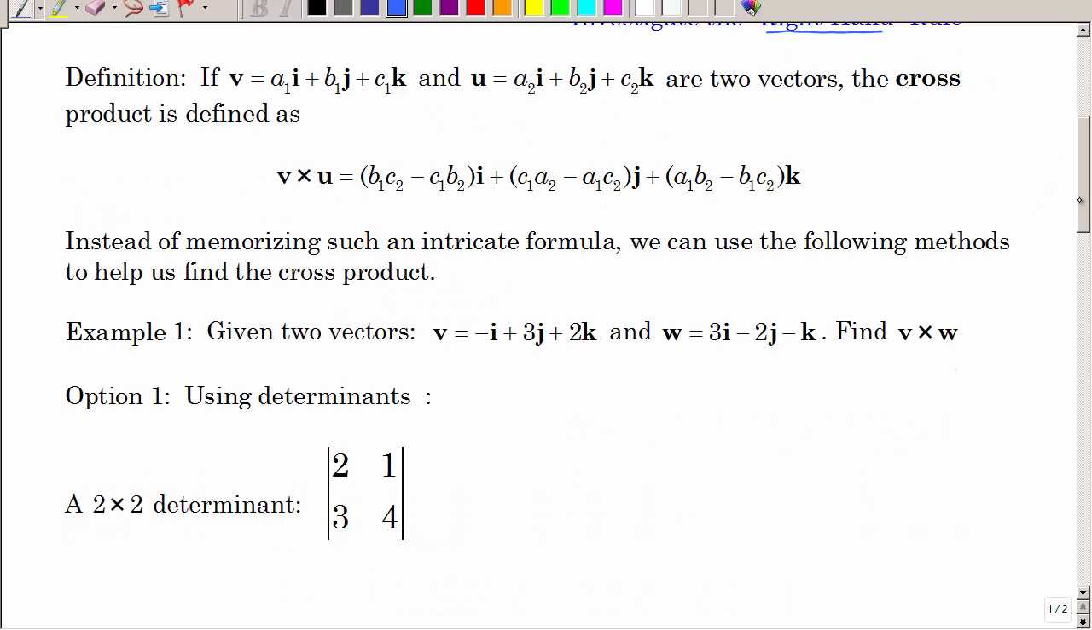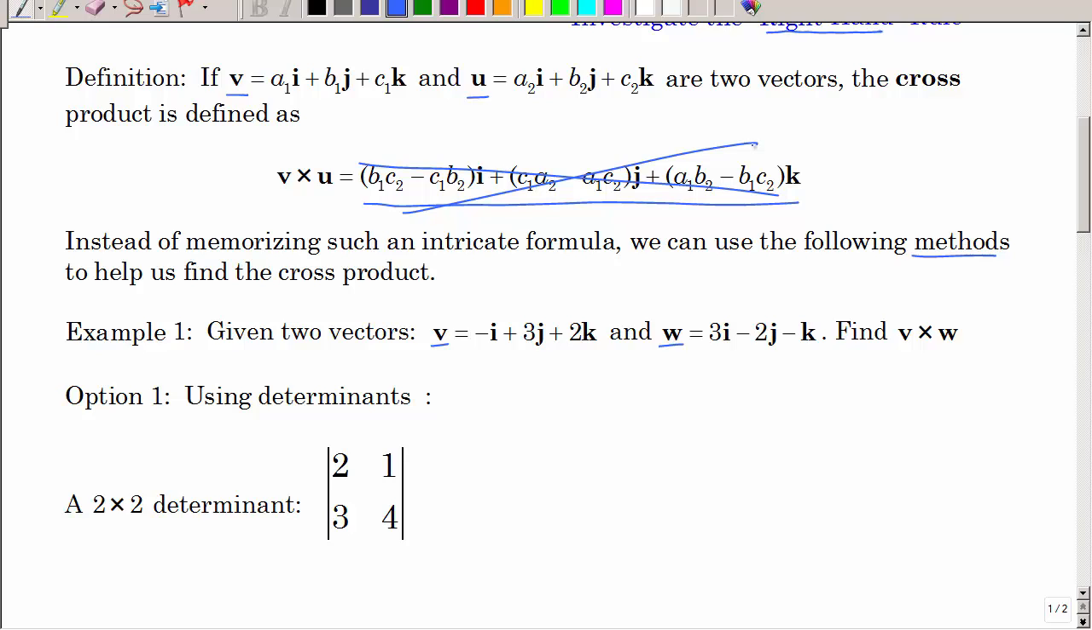Well, let's define the cross product. If we're given two vectors, v and u, the cross product is this fun-filled formula. Looks pretty scary. I've been teaching for over 30 years and I don't think I've ever used that formula, because why would you memorize it when we can use some different methods that are much easier? So we're going to go through the two different methods, and then you choose which one you are most comfortable with. So for example 1, we're going to be finding the cross product of v and w.